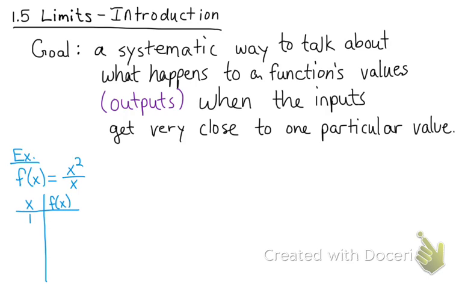So I'm going to make a table of values, right? If I plug in x equals 1, 1 squared over 1 is 1. If I plug in x equals 0.5, half squared over a half is a half. 0.1 squared over 0.1 is 0.1. 0.002 squared over 0.002 is 0.002. But 0 squared over 0 is undefined, so x equals 0 doesn't work.